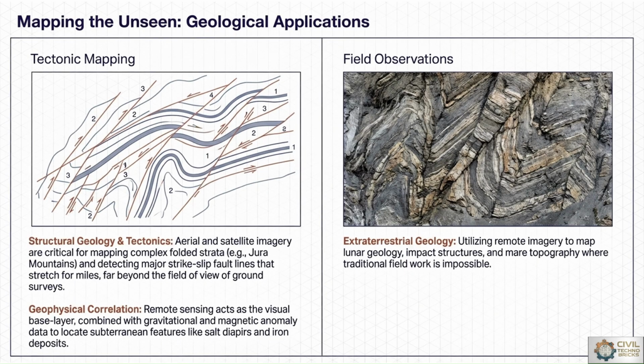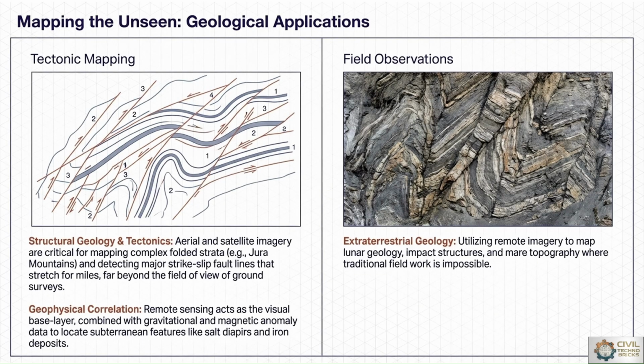Here we can see the tectonic mapping and field observations. These are the geological characteristics. The structural geology and tectonics are the plates on the earth's surface or below the earth's surface. Aerial and satellite imagery are critical for mapping complex folded strata or the area which is beneath the earth's surface or in the mountainous region. We have to detect major strike-slip faults and folds, that is geological characteristics, so that we can check the ground conditions below the earth surface.